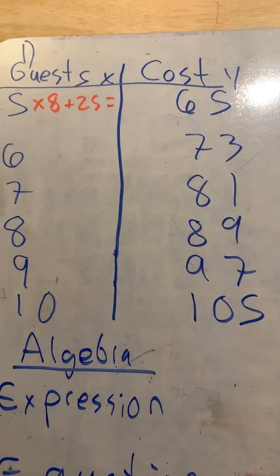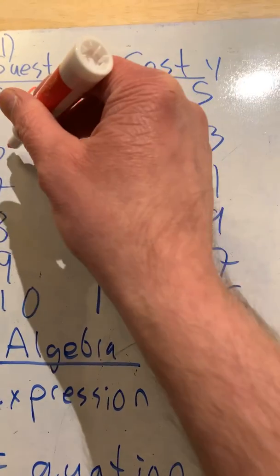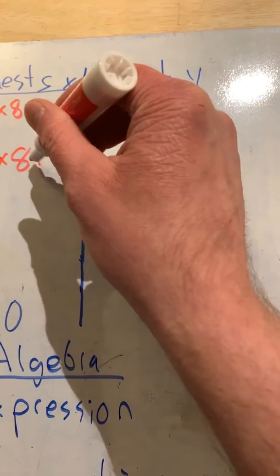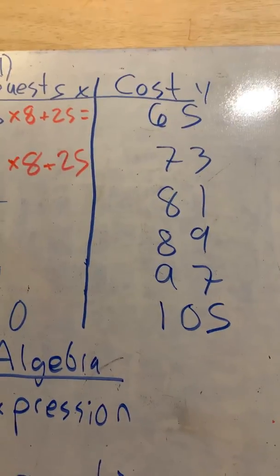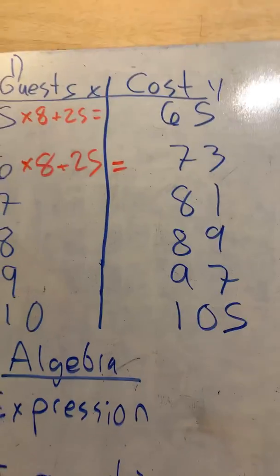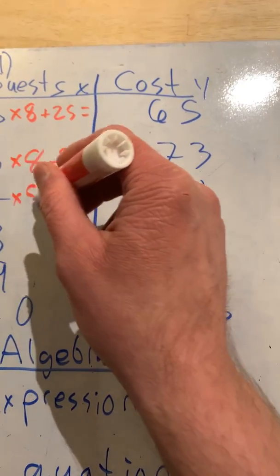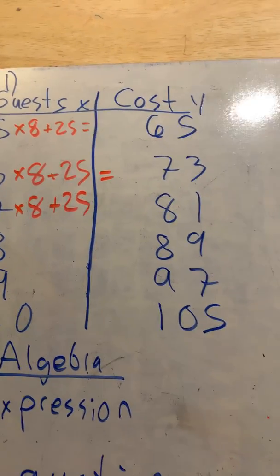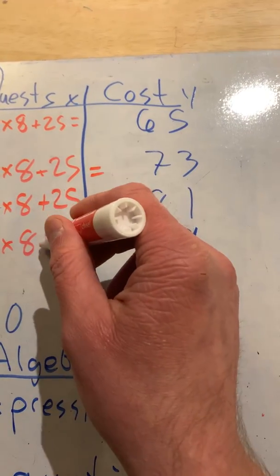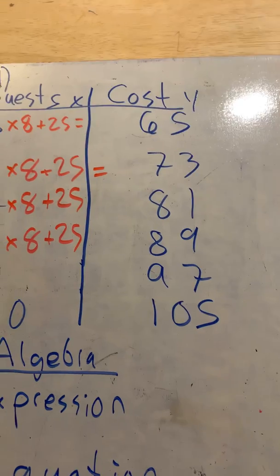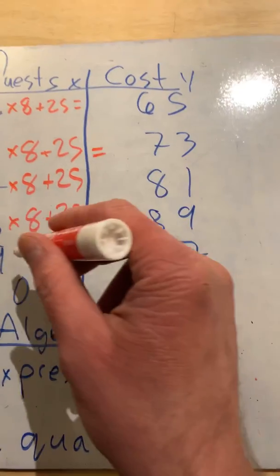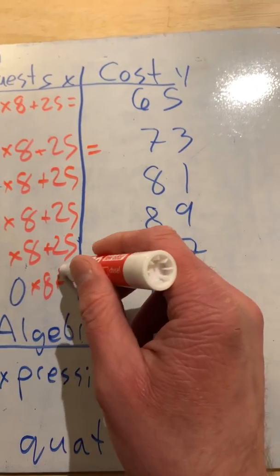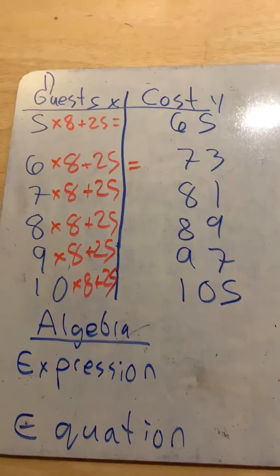And then remember, for it to be the algebra, it has to work all the way down the pattern. So if you had 6 guests, it would be 6 times 8 is 48, plus that $25 for the cake, and you'll get $73. And this continues to work down the pattern. 7 times 8 is 56, plus the $25 for the cake is 81. And 8 times 8 is 64, plus the $25 for the cake is 89. And that works all the way down the pattern. And that's how you generate those values for the table of values.